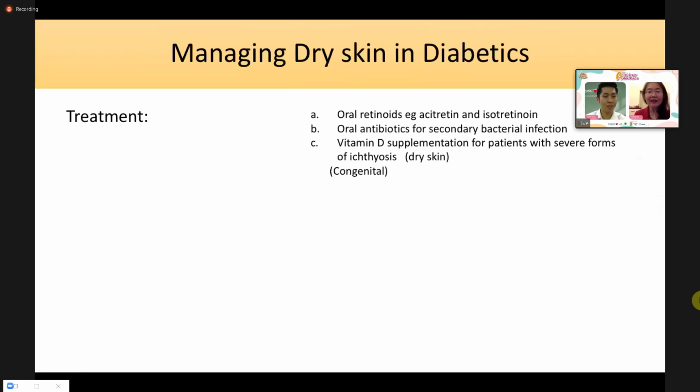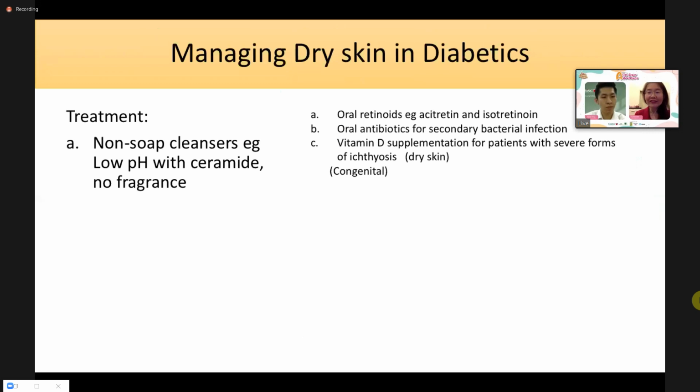All right, so let's go back to our main topic, how to manage dry skin in diabetics, or I can add to the title, elderly. So what is the treatment? Of course, you need to use soap. And when you use soap, you want a low pH, with ceramide. Ceramide is the ingredient that is actually our natural moisturizing factor. You choose a cleanser with no fragrance because you don't want fragrance. How about preservative? Preservative is sometimes needed to prevent bacterial infection, but we choose those not easily allergenic.